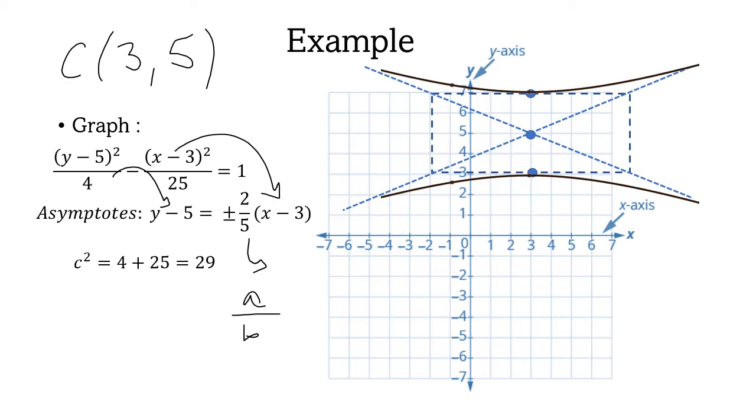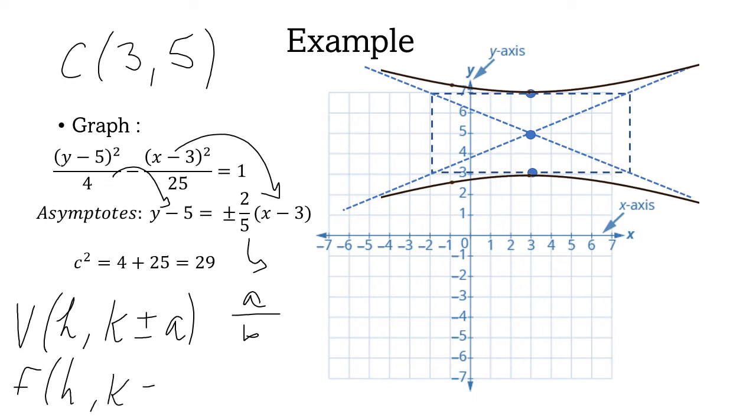Now, the equation for the vertices is h, comma, k plus or minus a. And for the foci it is h, comma, k plus or minus c. So notice the y coordinate got shifted.